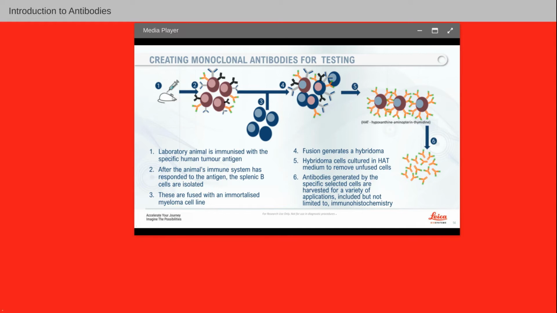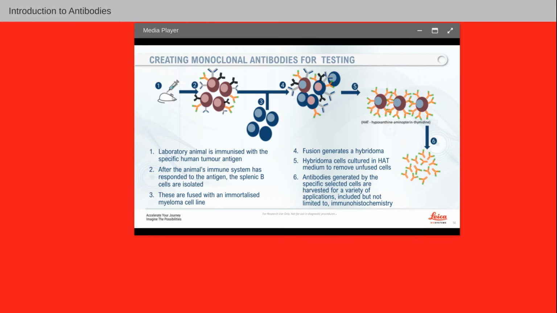The myeloma cell line is immortal. And once it's fused with the splenic B cells, it generates immortalized B cells, which produce the specific antibody against the inoculated human proteins. This fusion is called a hybridoma. Now, any unfused cells are removed using hypoxanthine aminopterin thymidine, or HAT medium, which is easier to say than the other one. It prevents the unfused cells from undergoing cell division, so they'll die off and not form part of the hybridoma.